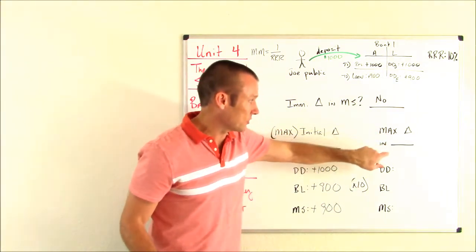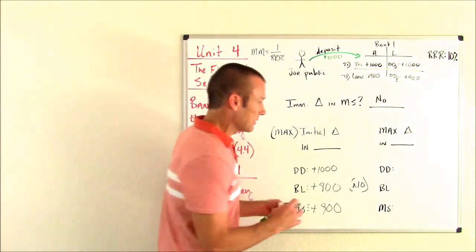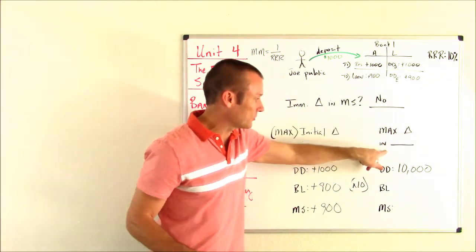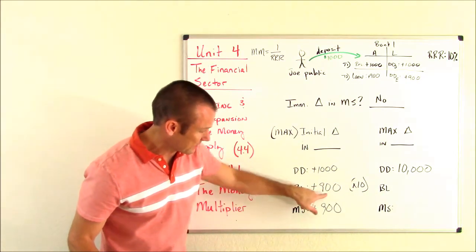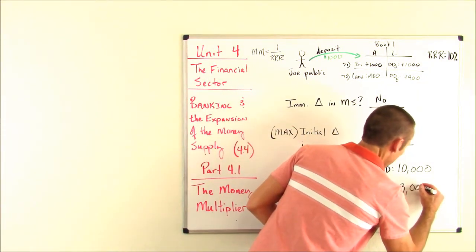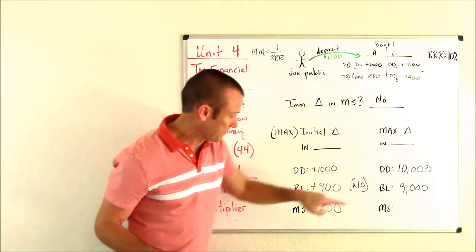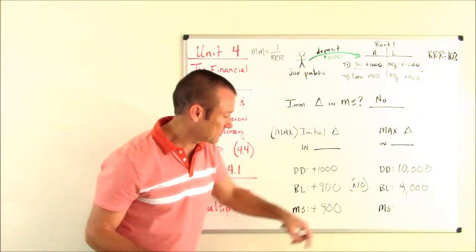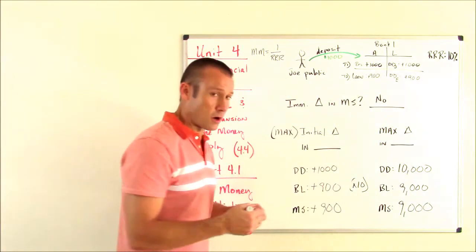What's our max change in demand deposits? Well, 1,000 times 10, 10,000. What is our max change in bank lending? I'm just going to take my 900, that's my initial change, times 10, 9,000. What is my max change in the money supply? Well, my initial change was 900, 900 times 10, 9,000. All right, those are our big questions.